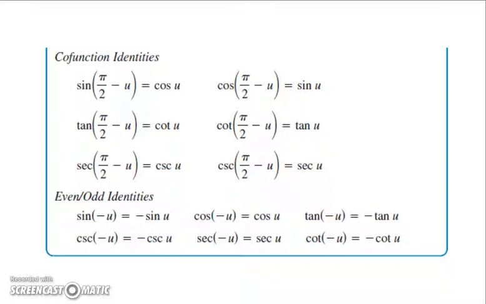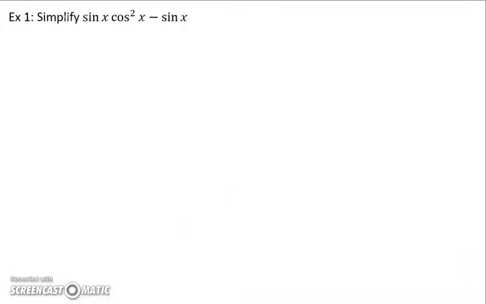So how we're going to end up using these things is a little bit different. There's not a set way that we're going to use these every single time. It's going to depend on the question. It depends on what we're going to be looking at. So if we see this first example, simplify sine x times cosine squared x minus sine x, we want to simplify. So the first thing that we're going to want to think about is, can I factor anything out? So I have a sine x in the first one, I have a sine x in the second one, so we can factor out a sine of x.